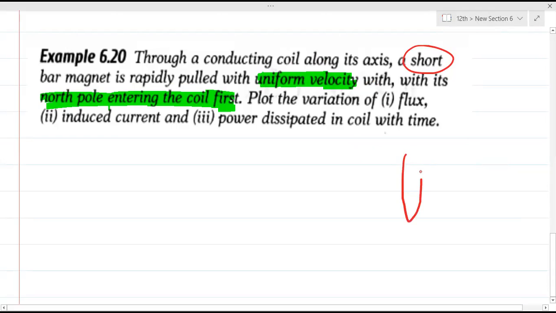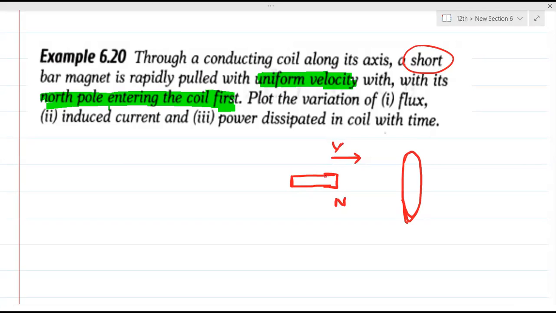देखो इन्होंने डायग्राम भी दे दिया यहाँ पे. This is the coil. यहाँ पे एक मैग्नेट है. North pole is entering first. Well, with a constant velocity, I'll call it as V. Right? ये है ना क्वेश्चन में. Yes. Now we have to go with flux. Wait, ये जो answer है, this is just an approximation. Okay?